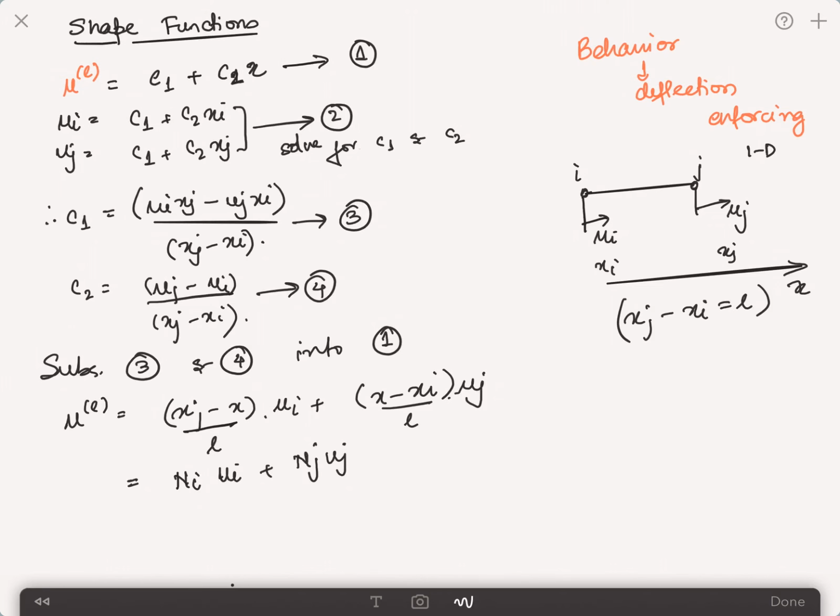Now further, I can write this also in a nice matrix formation. So I can say therefore u of the element is given as Ni, Nj, times ui, uj. Okay, so a very classic form of writing the shape function.